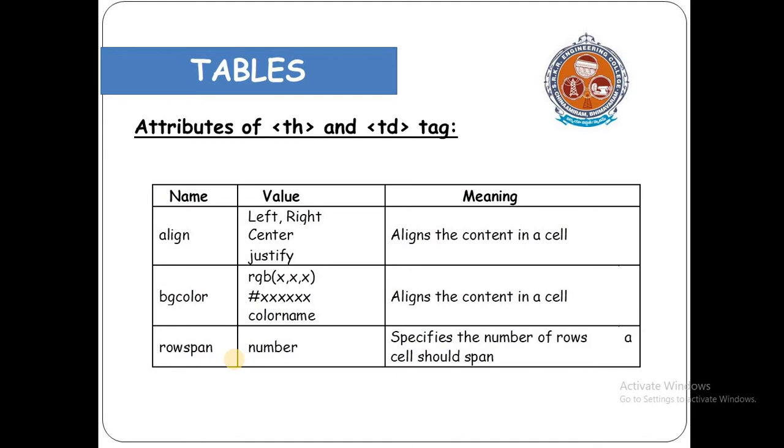Rowspan and colspan are two important attributes. Rowspan will combine a number of rows. If you give rowspan equal to 2, it will combine the two rows. If you give colspan equal to 3 or 4, it will combine that many columns. For example, these are two rows. If you give rowspan equal to 2, it will combine these two rows into one, and it will show.